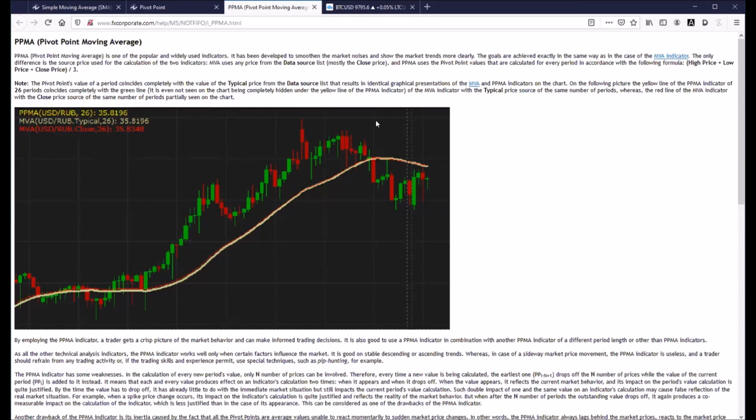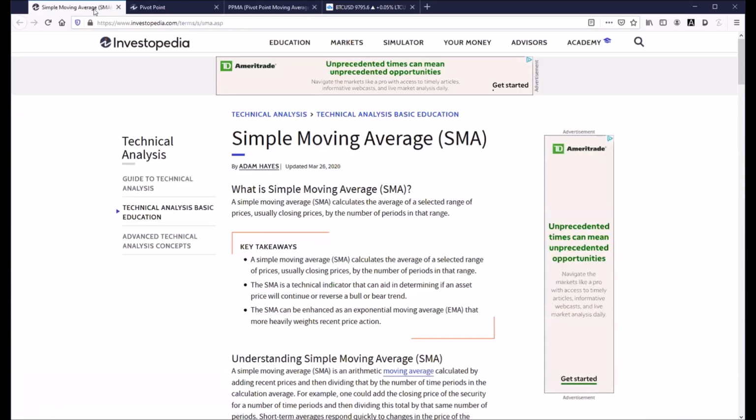Now, you have to think about the consequences. When you're using just the closing price of a candle, your data is going to be a little bit less smooth. That's the nicest way I can say it. It's going to be a little bit more choppy.